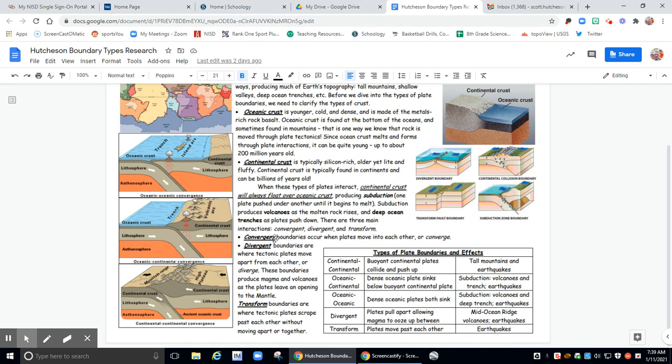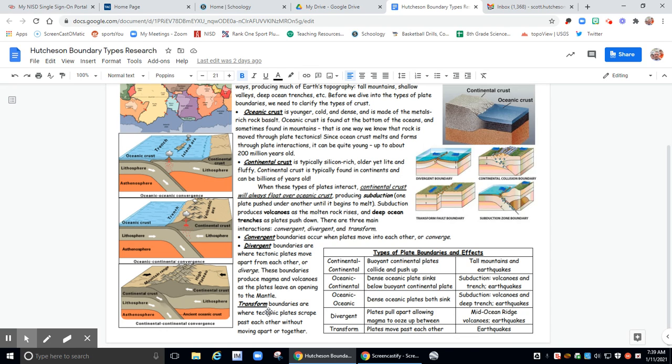Convergent, these are boundaries that occur when plates move into each other or converge or come together. Divergent, these are boundaries where tectonic plates move apart from each other or diverge. These boundaries produce magma and volcanoes as the plates leave an opening for the mantle to come up from inside the earth. And then the third type of boundary is the transform boundary.